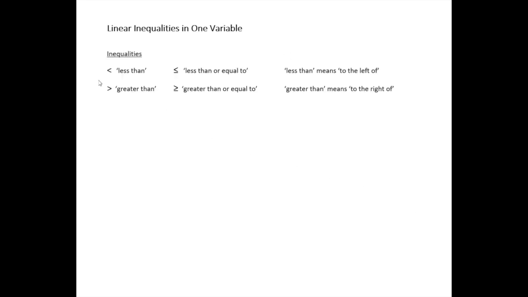In this video, we're going to look at how to graph linear inequalities on a number line and how to write them using interval notation. The inequalities are less than or equal to, and greater than or equal to. Less than means that a number is to the left of on the number line, and greater than means that a number is to the right of on the number line.